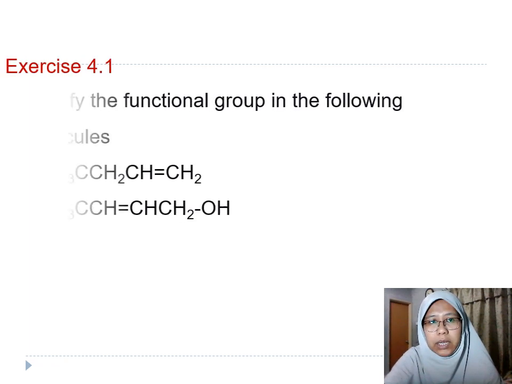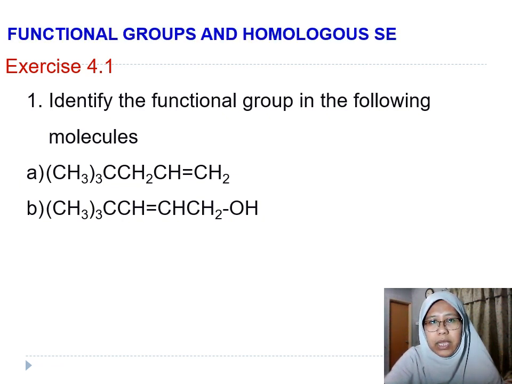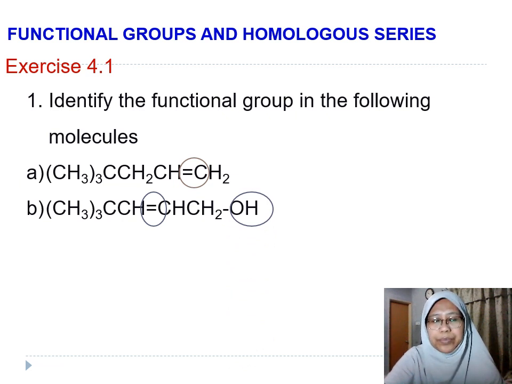Let's do exercise 4.1. Please write this down in your exercise book. Identify the functional group in the following molecules. So you can see in molecule A, it has a double bond. The double bond is the functional group. For compound B, you have a double bond and also a hydroxy group.